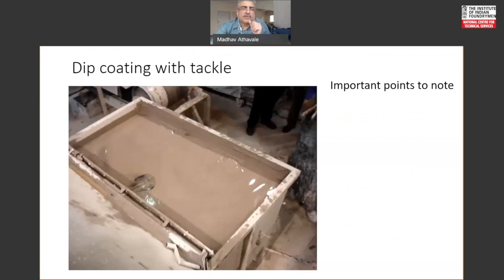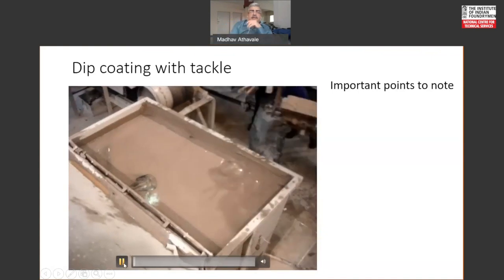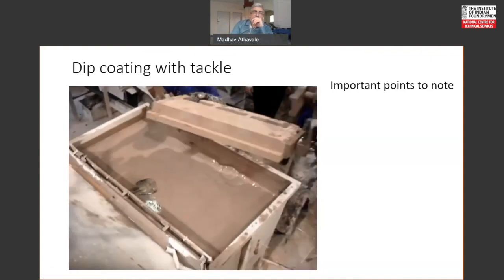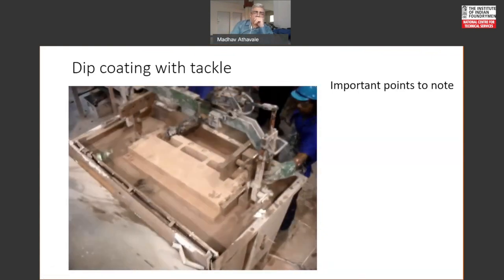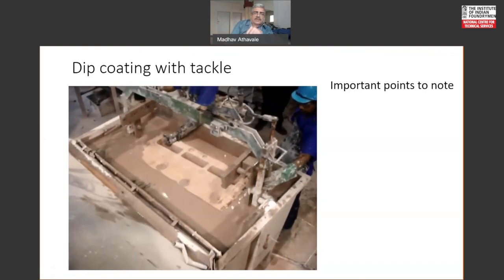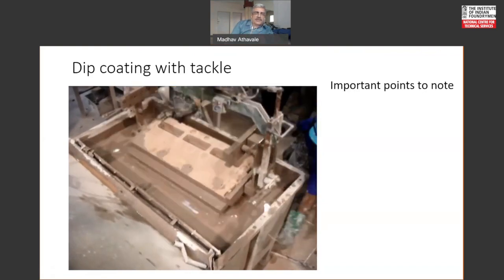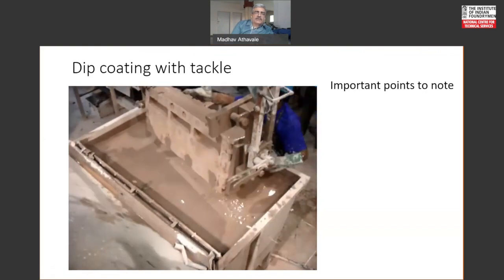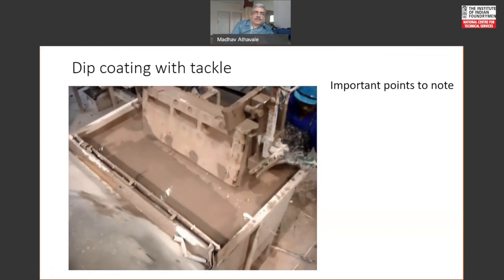Now, what we are about to see is a little more level of automation. And here is a video of what to me looks like a base core for cylinder head. You can see a tackle being used. There is a simple arrangement to ensure that the core gets dipped up to a particular level.